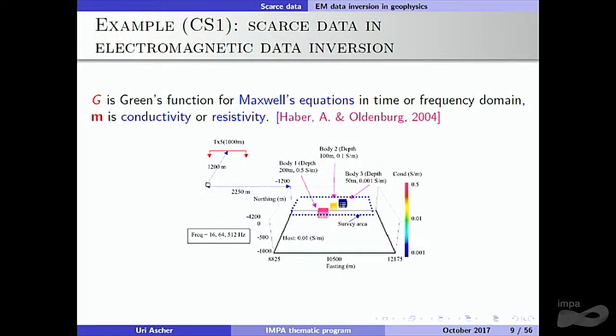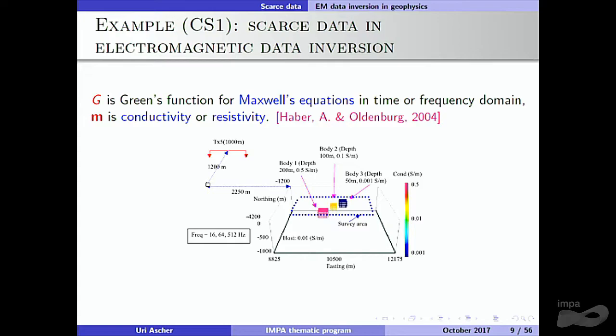The data are measured in such a situation. Here we are back to real life and not imaginary boxes. The data are measured on this loop here. That's the survey area. You have a helicopter flying above and measuring the electromagnetic field. The thing is, therefore, that the data is not given everywhere in the box. It is given only on this loop.